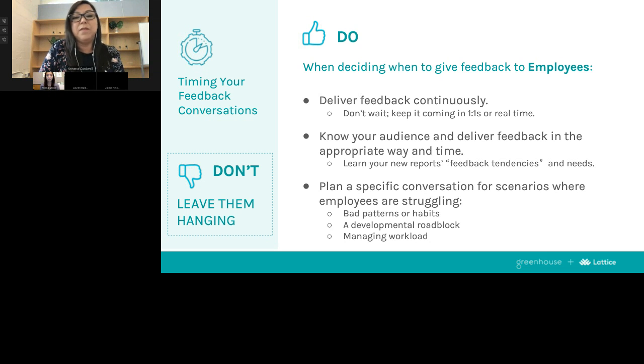One is an employee potentially showing bad patterns or habits, constantly making the same mistake, or has a bad work habit, an interpersonal work habit. You want to address that immediately and work on a plan to improve. It's not necessarily a performance improvement plan, but it could be just calling attention to that and making sure they're aware of the bad pattern that you're noticing.